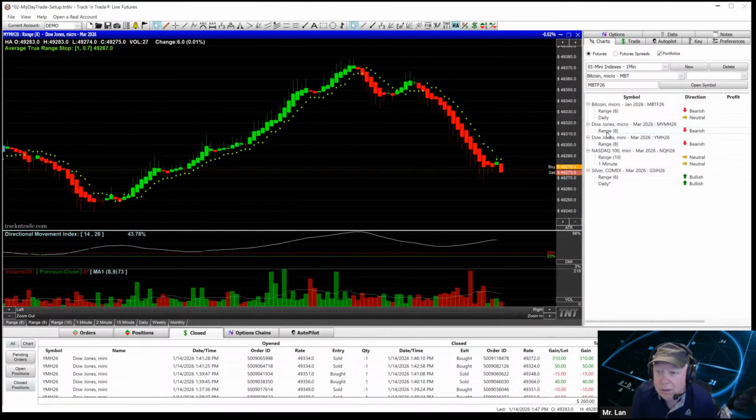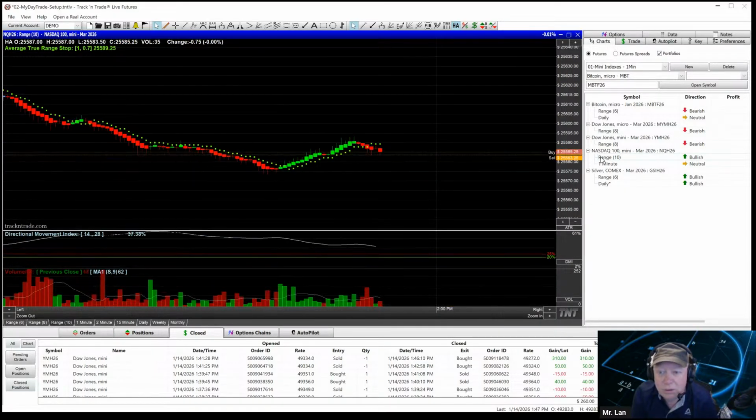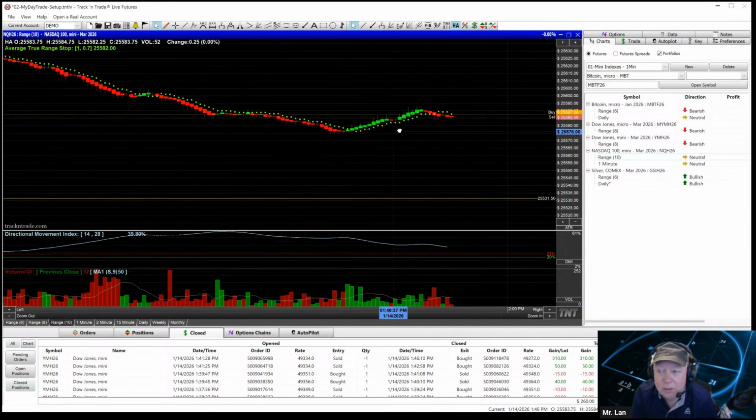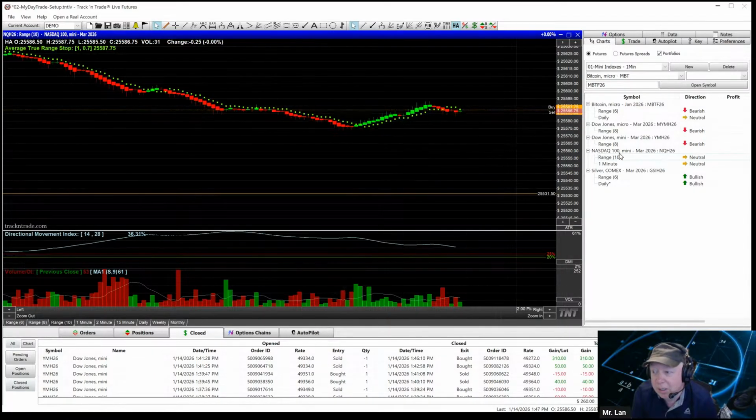So range. Oh, well, that's the same one. What about this one? This is the bigger market. If we trade in this market, oh, this is a mini. Let's go trade the micro. Let's go see what silver's doing.